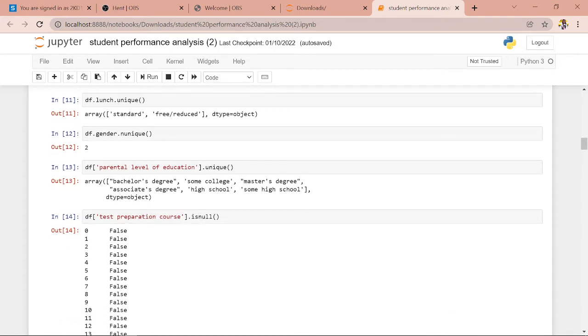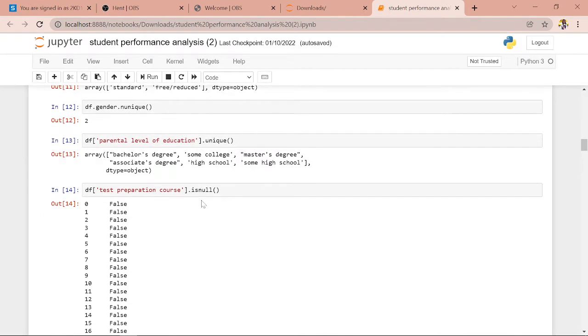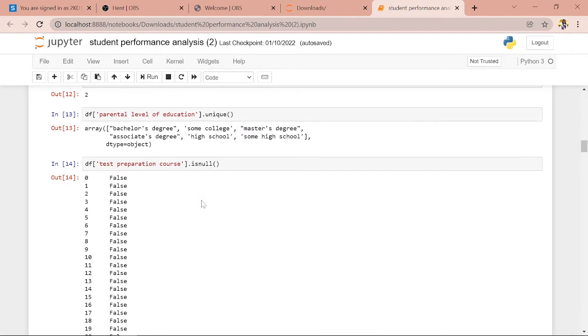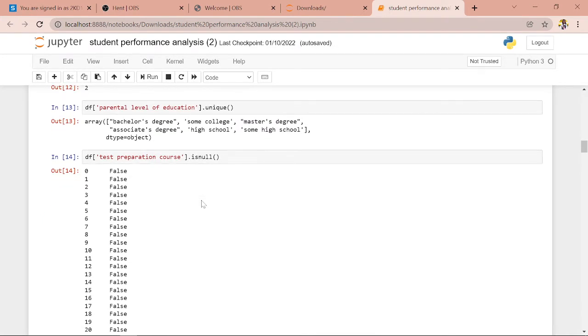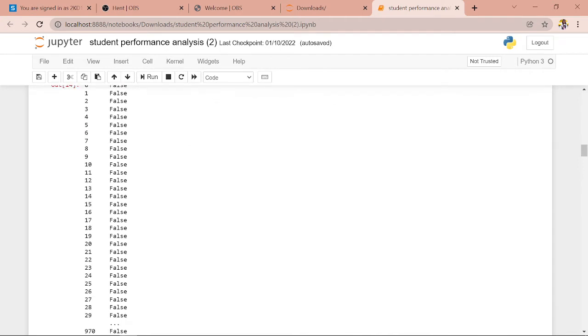The parental level of education unique, it elaborates the parental education qualification. Bachelor's degree, some college, master's degree, associate degree, high school, some high school. Data type is object. Test preparation courses is null. Here the null condition refers to 0 1 2 3 up to 1000.